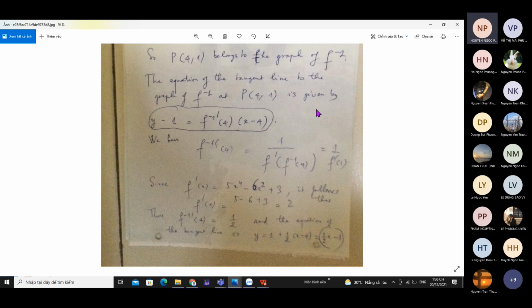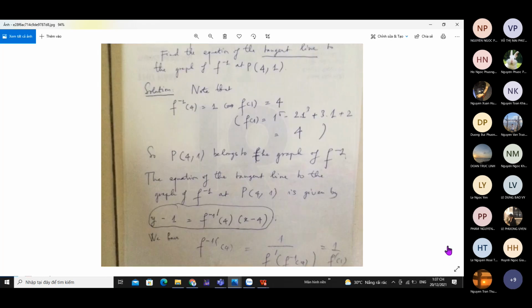If the question says that f is a one-to-one function, you have to prove it. Right? You have to show it. Here, the question is: find the equation of the tangent line. It means f is a one-to-one function, and we assume that f is a one-to-one function already. Okay?